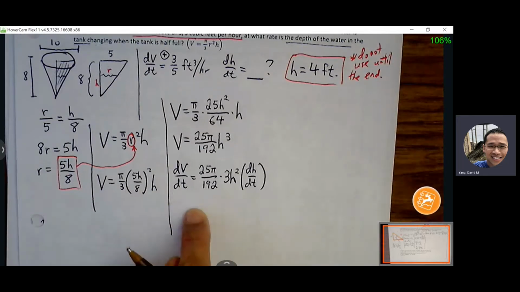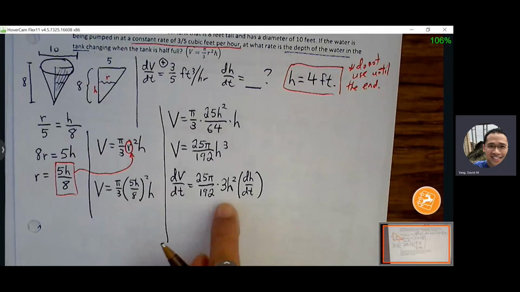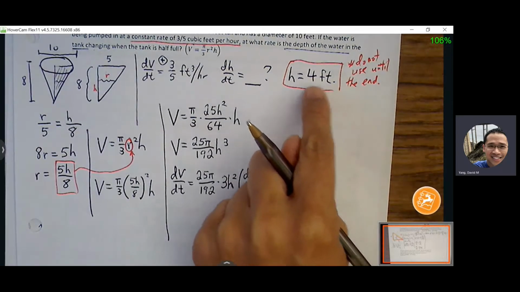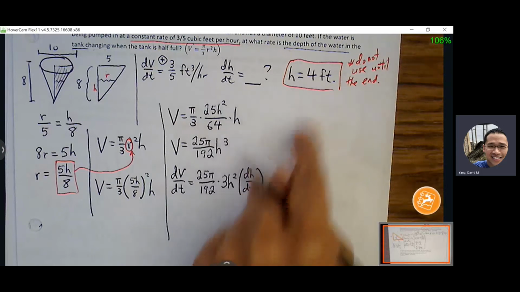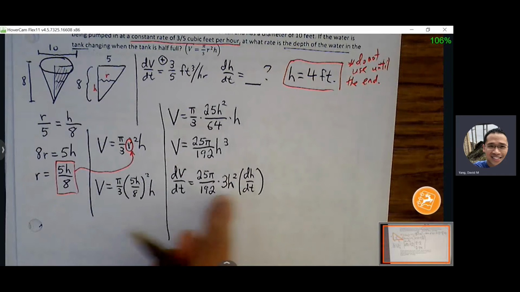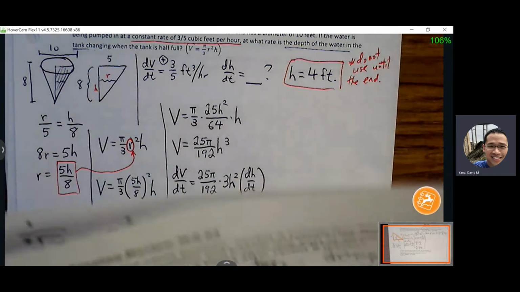Okay, so we can replace dV/dt with 3/5. Replace h with, now we can use the 4. Okay, now you're ready to use that 4. We will not use it anytime before this point. 4 goes in for h. Do a little bit of cleanup here, and then try to get that dH/dt by itself.